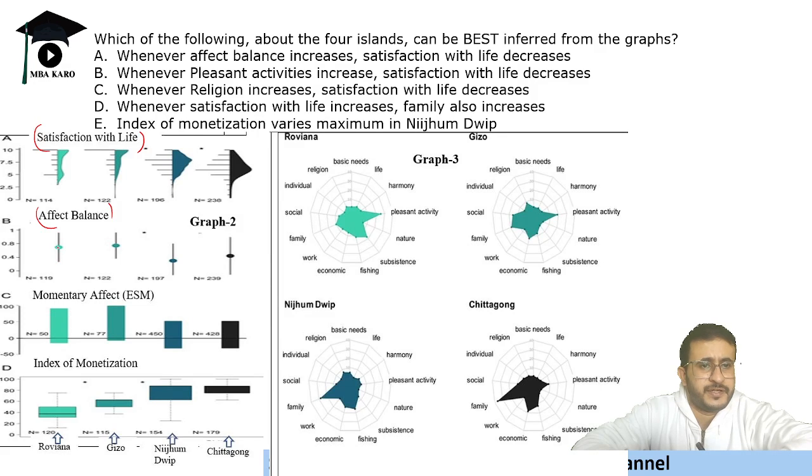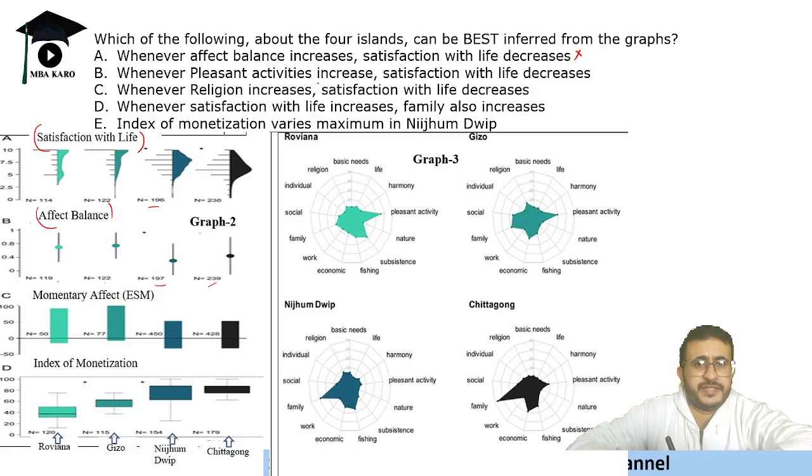So let us see, affect balance has increased, and this is along a different scale. If it is on the higher side, affect balance is 119, it becomes 122. This also increases. Affect balance becomes 197. This has increased, and this is 239. This says that it decreases, so it is wrong. So when affect balance is going up, life satisfaction is also going up.